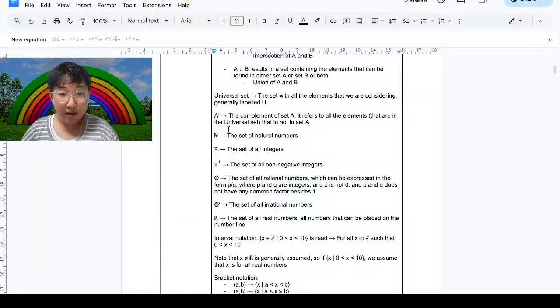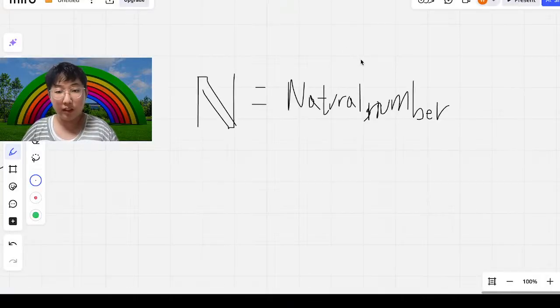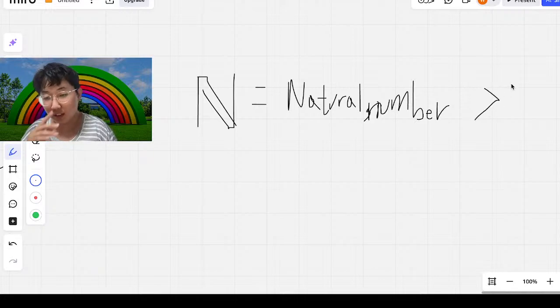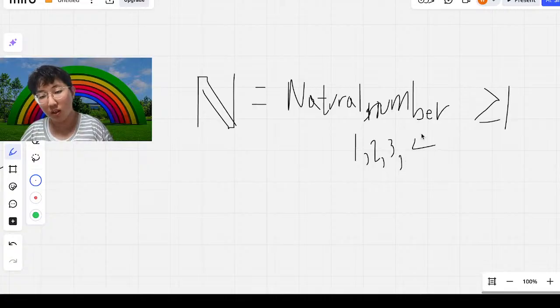In IB, in this case, it will be defined as every integer that is greater than or equal to 1. So 1, 2, 3, 4, and so on and so forth. But 0 is not included.